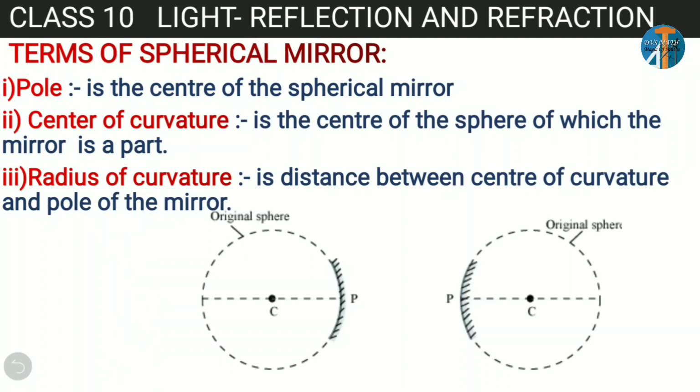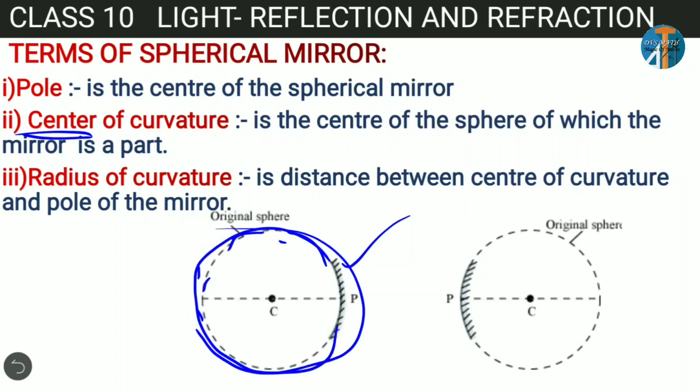Before going to the center, what do we mean by center in maths? We call it a center point. It is the midpoint of a circle, right? Here also, as they said, it is spherical in shape, so it is a concave mirror. If we extend these points, it looks like a circle, and the midpoint of this circle is the center of the sphere of which the mirror is a part.